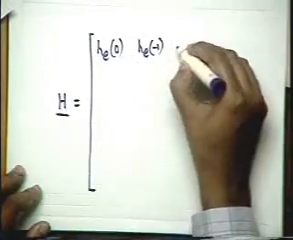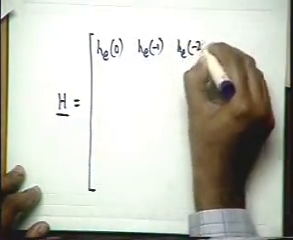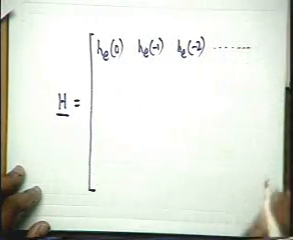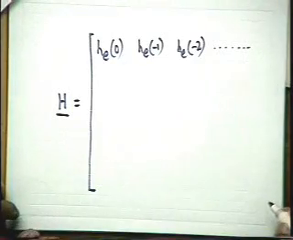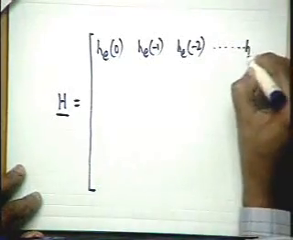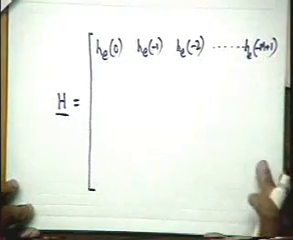What is the next element? h_e(minus 2). And what is going to be the last element of this row? Minus capital M plus 1. h_e(minus capital M plus 1). Very good.